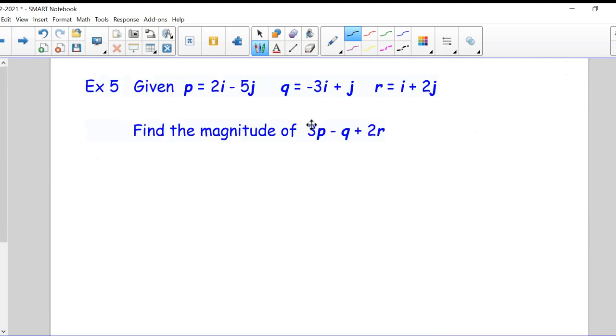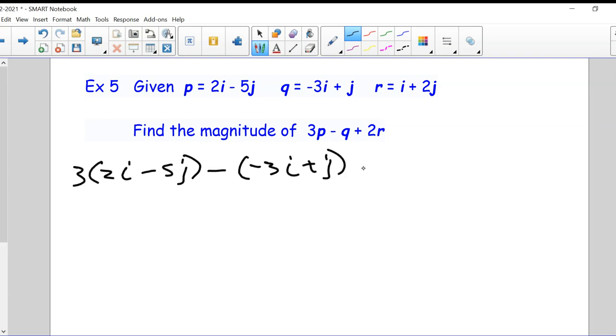Given P equals 2i minus 5j, Q is minus 3i plus j, and R is i plus 2j, find the magnitude of 3P minus Q plus 2R. Well, that's not hard at all, right? And I think most of you will be able to do this without me even showing it to you. So let's just see now. 3 times 2i minus 5j, minus Q, and Q is minus 3i plus j, plus 2R, so that's 2 times i plus 2j.